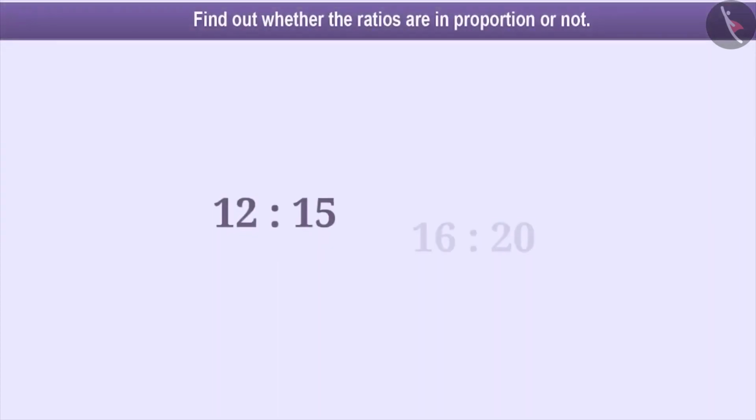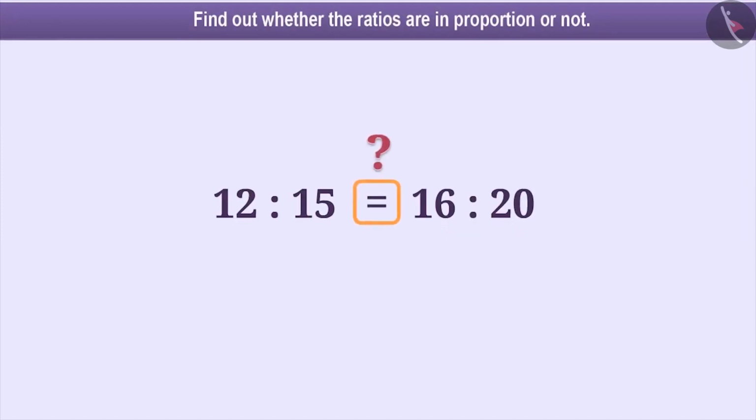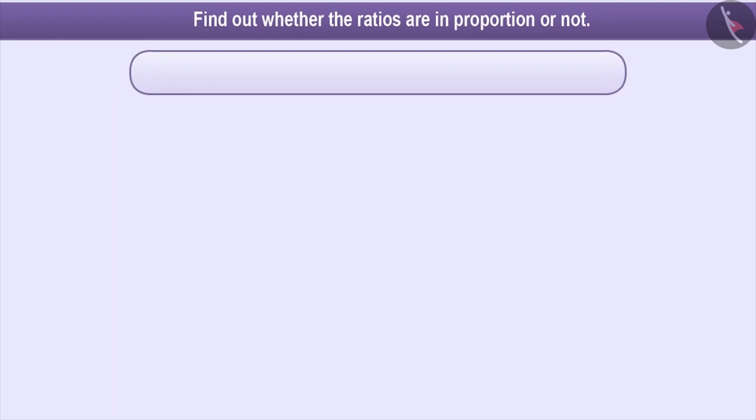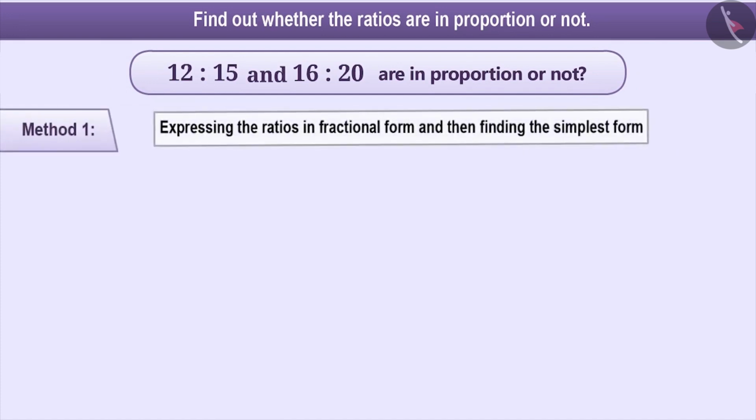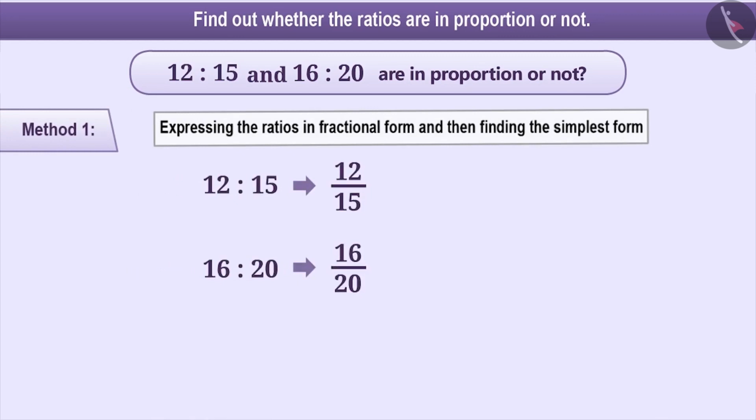Let us now see how to find whether two ratios are in proportion or not. Suppose we need to check whether 12 is to 15 and 16 is to 20 are in proportion or not. Let us learn some interesting ways to find this out. We have already learnt one method, in which we express both the ratios in fractional form and find their simplest form. To do so, we find the HCF of the numerator and denominator of each fraction.